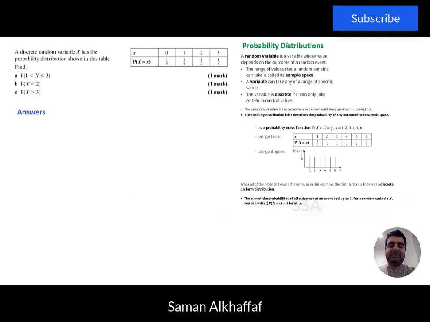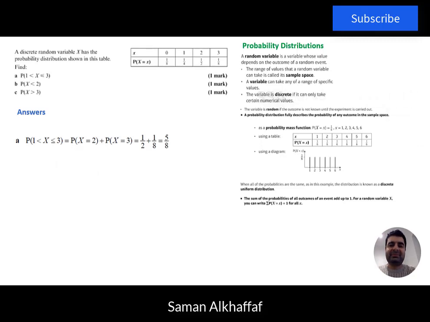In this example, a discrete random variable X has the probability distribution shown in the table. For part A, find the probability that 1 is smaller than X and X is smaller than or equal to 3. We can take the value when X is equal to 2 and add it to X equal to 3, so that will be a half for 2, and for 3 is an eighth. We add these two values, that would give us 5 over 8, and this will be our answer for part A.